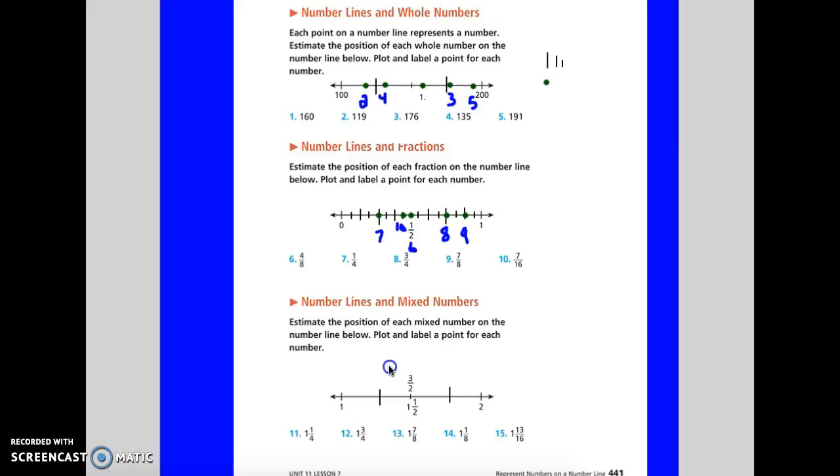I've got 1 and 1/4. So 1 1/4, if my little dot will come over with me, 1 1/4, which was 11, and my 1 3/4, which was 12.